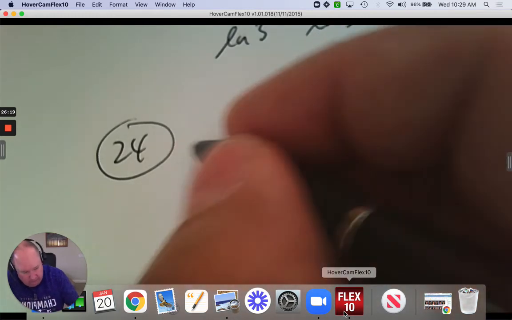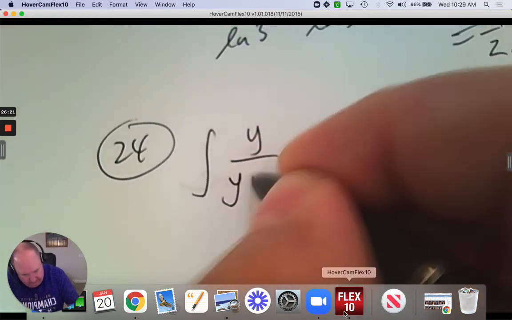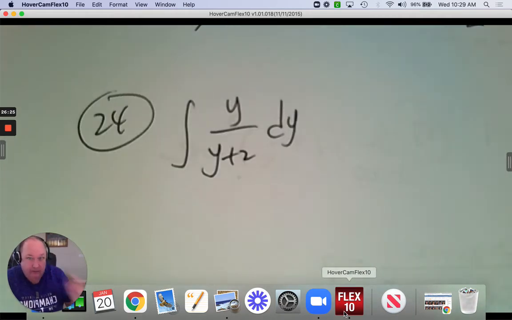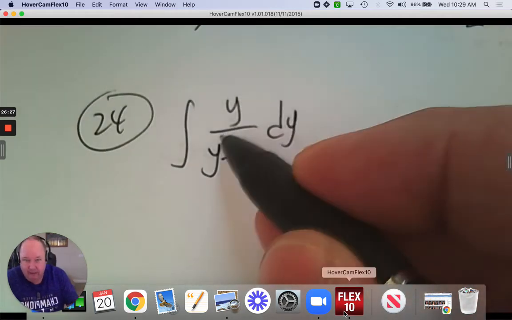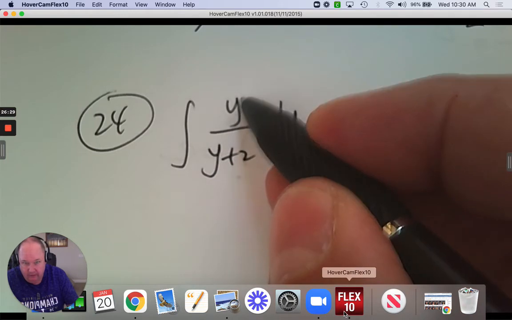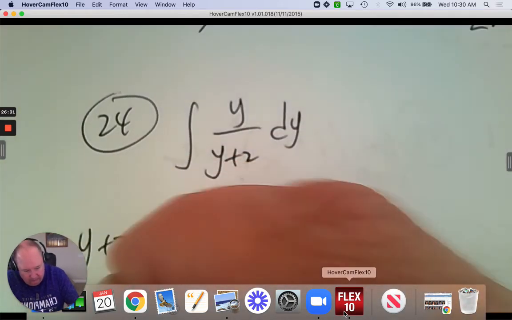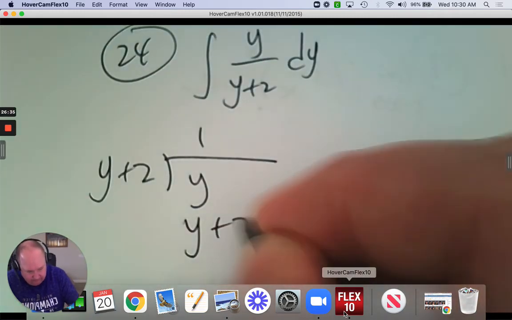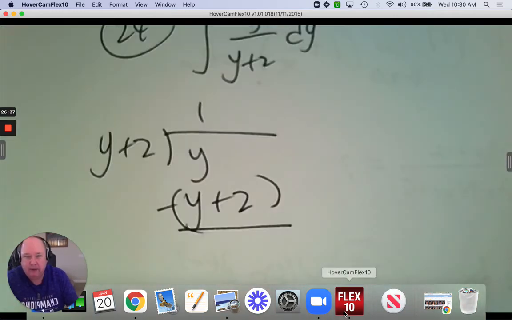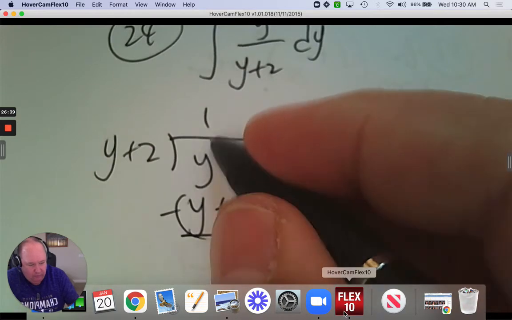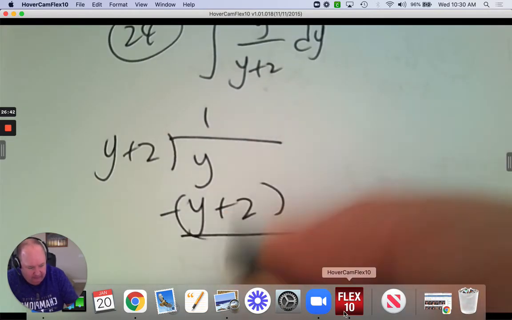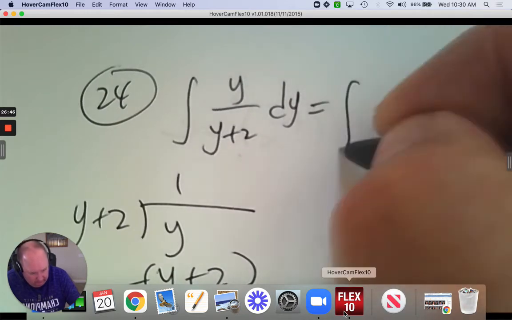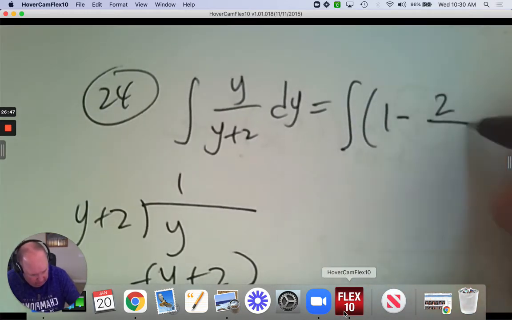24 is also 1. Again, when I see a fraction, I think, all right, it could be a logarithm. But notice the powers are equivalent. So if the degree is the same here, we have to do long division to begin with. So we have to do that. Make sure you subtract properly. So the y's eliminate. So this is going to be -2 for a remainder. So then we're going to put the answer back here. So that's 1 minus 2 over.